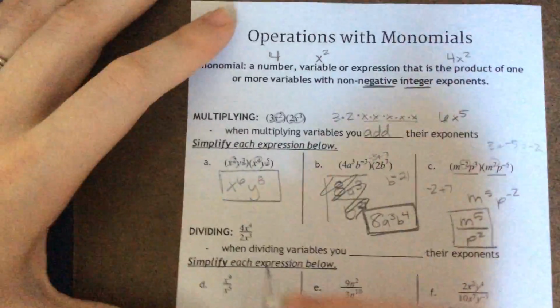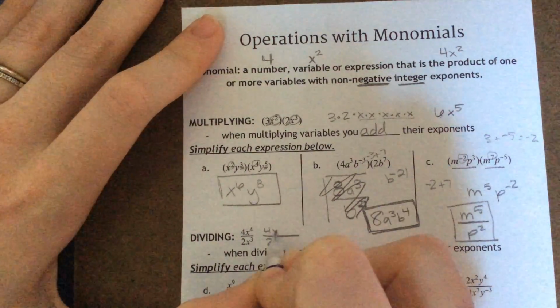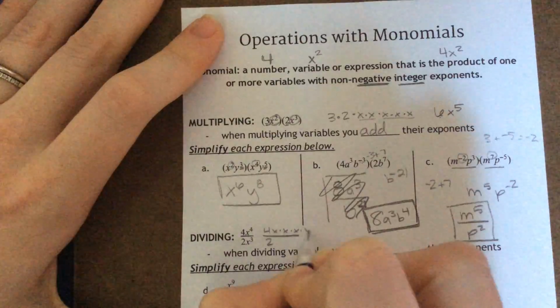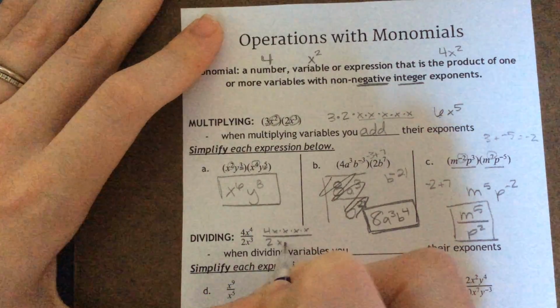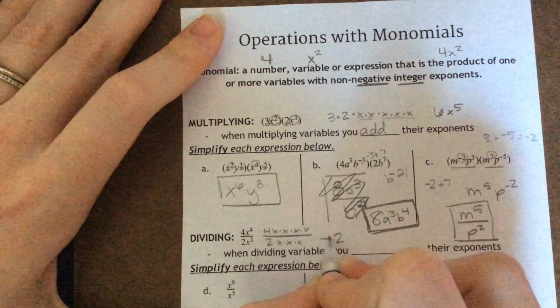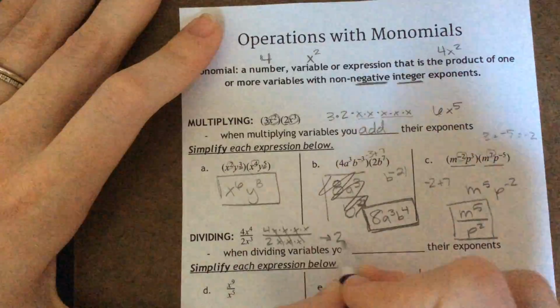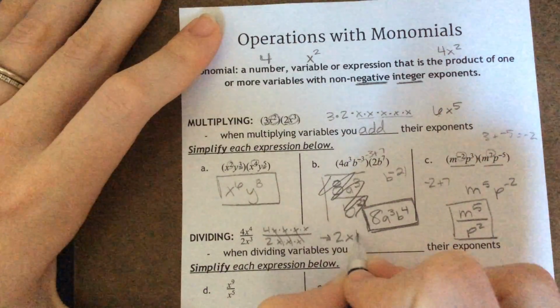When we're dividing, this is like 4 over 2. We have x to the 4th, so we have 4 x's up here, and then we have 3 x's down here. 4 divided by 2 is 2. And then your x's cancel. We have 3 x's that cancel, and we're left with an x to the 1st.